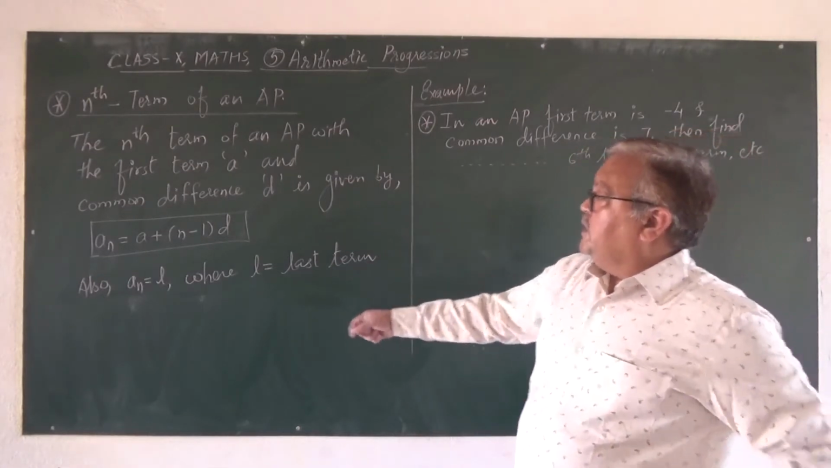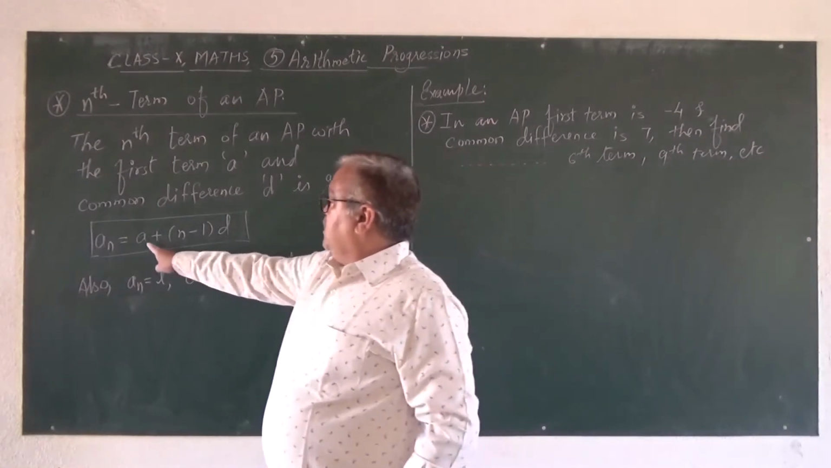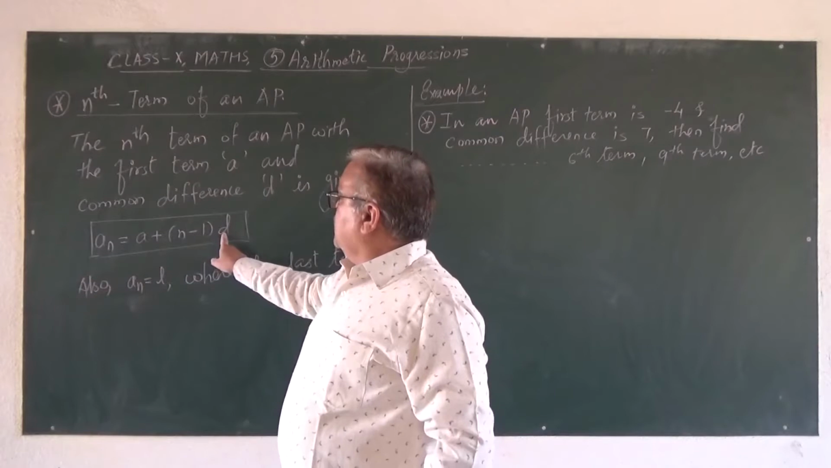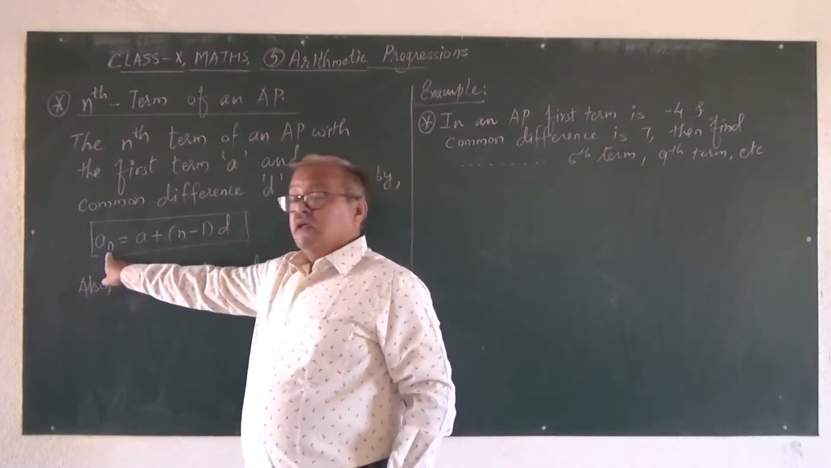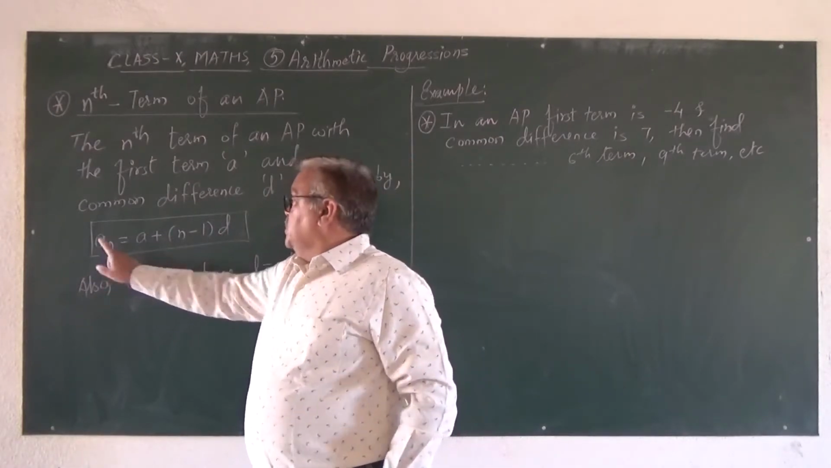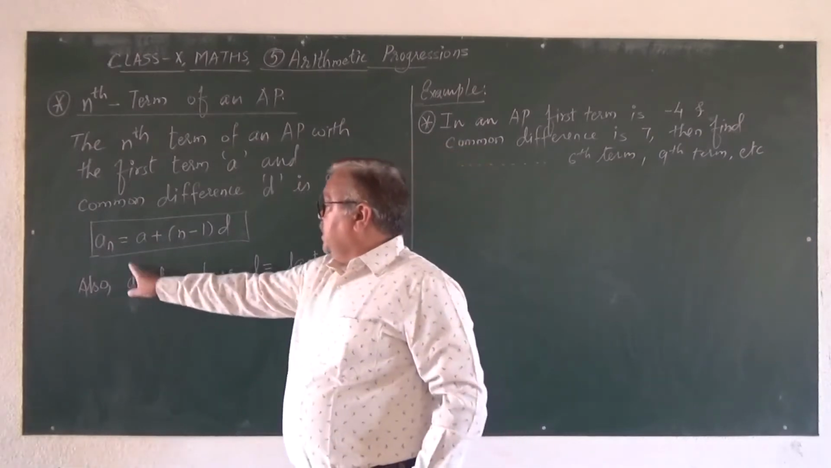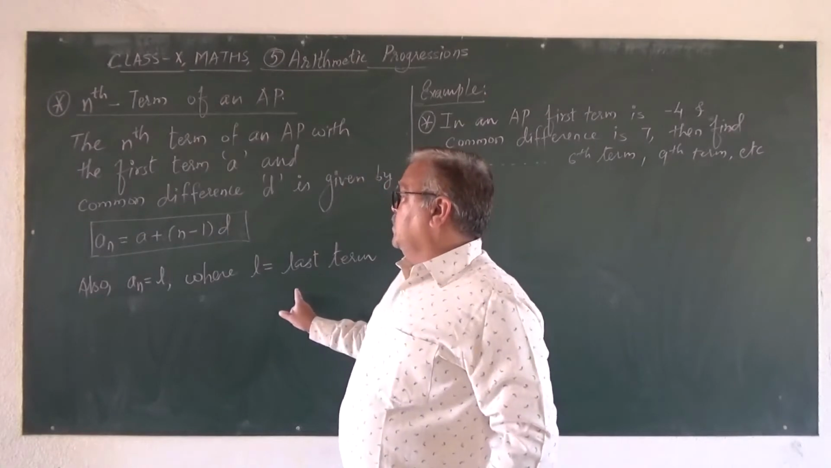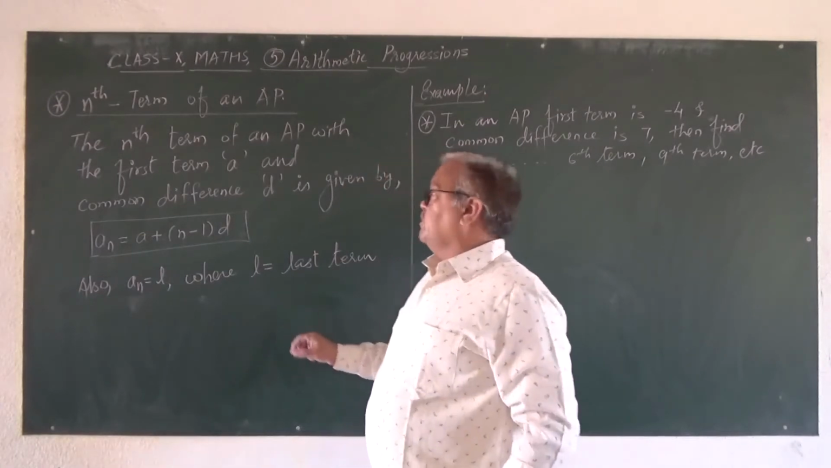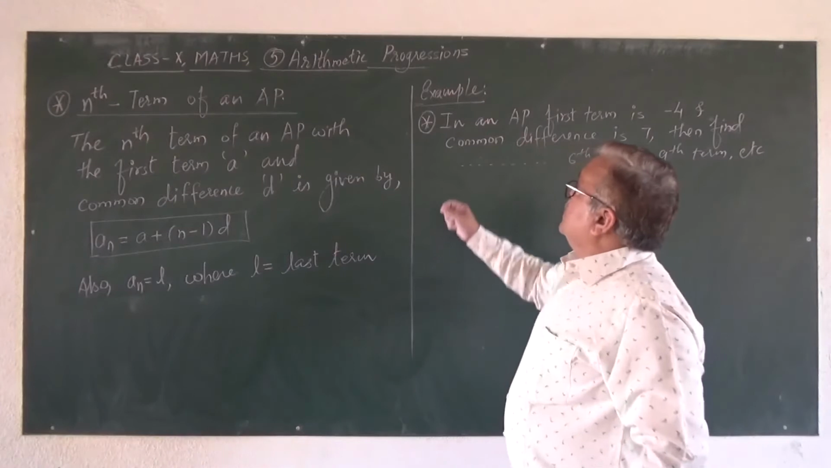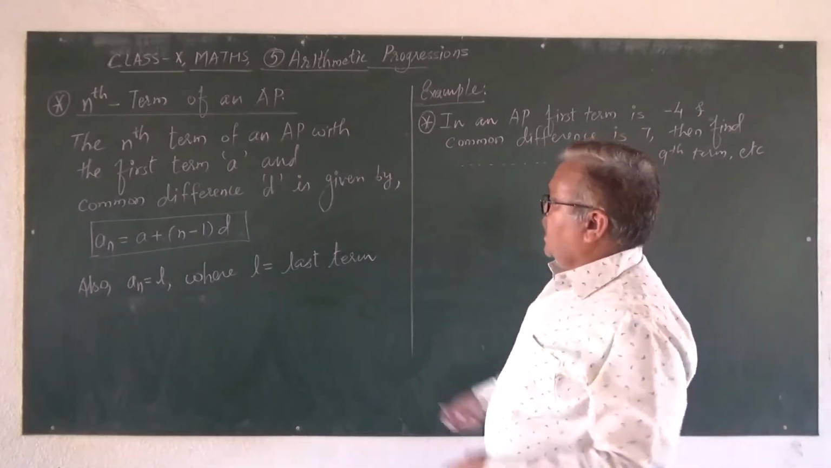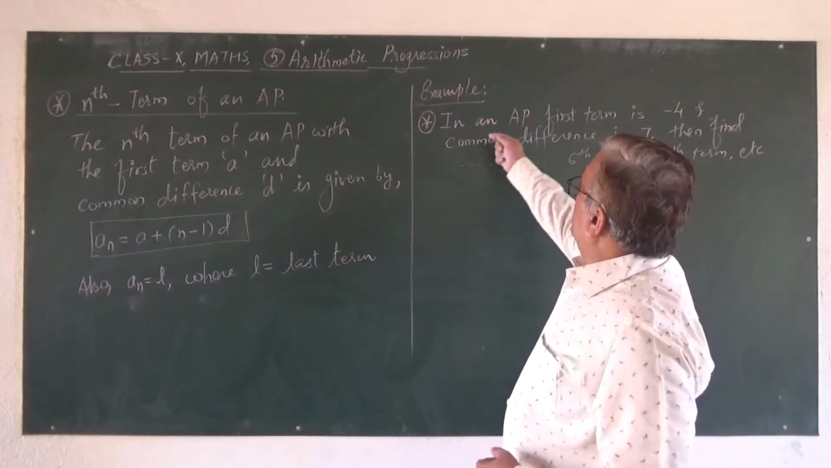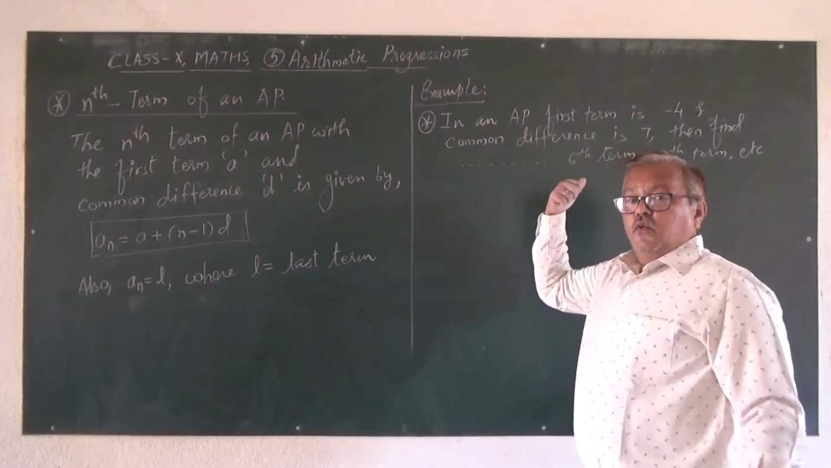We want the 10th term, the 8th term, the 128th term, and so on. So it is given by, if you know a, n, that is the total number of terms, and d is the common difference, then an will be the last term. An is also given by L, where L is called the last term. Let us see one example of how we can use this formula to calculate the nth term. I have framed this question.